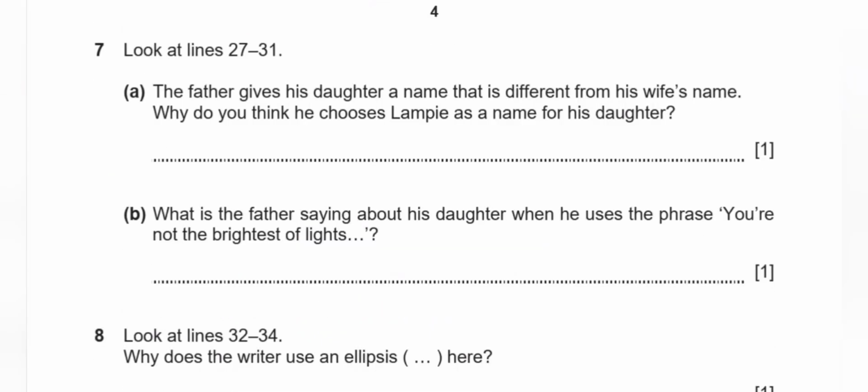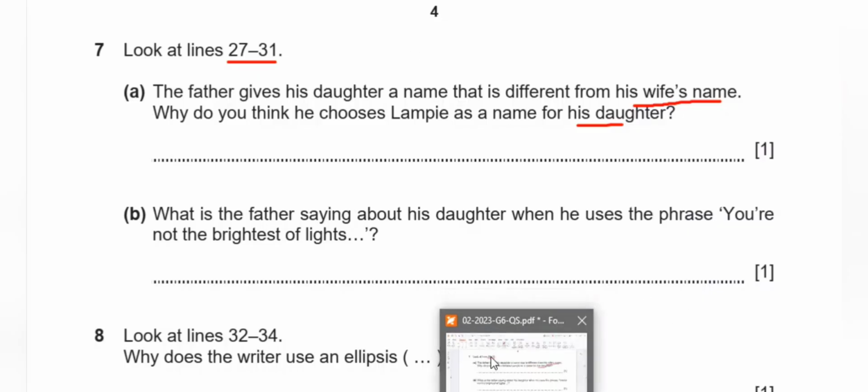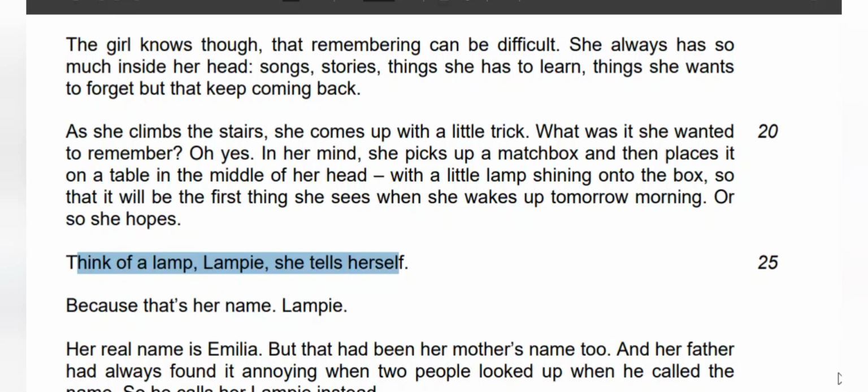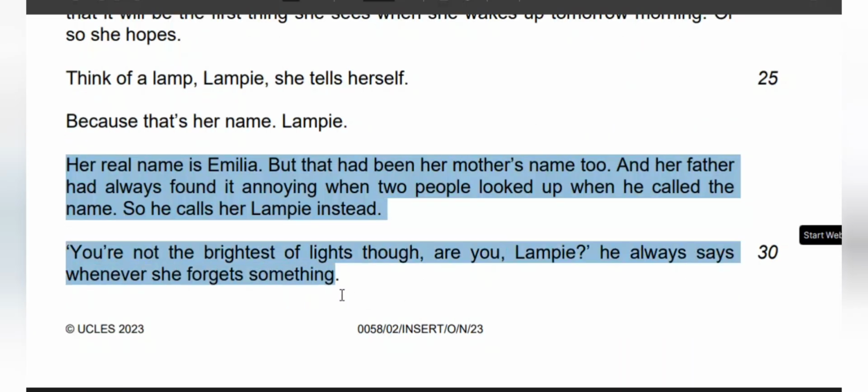Good. Lines 27 to 31. The father gives his daughter a name that is different from his wife's name. Why do you think he chooses Limpy as a name for his daughter? Some people said her real name is Emily or Emilia, something like that. But anyhow, why did he choose this name for his daughter, Limpy? Let's check lines 27 till 31, so all of it.